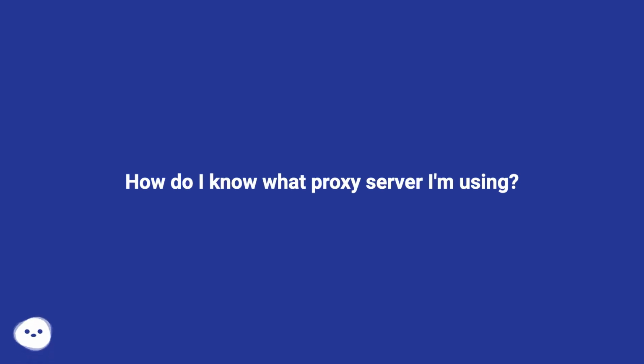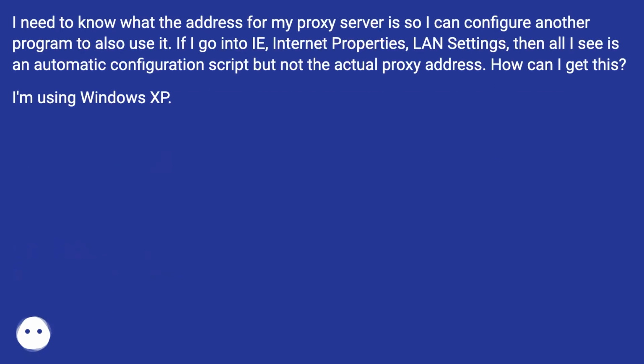How do I know what proxy server I'm using? I need to know what the address for my proxy server is so I can configure another program to also use it. If I go into IE, the Internet Properties, LAN settings, then all I see is an automatic configuration script but not the actual proxy address. How can I get this? I'm using Windows XP.